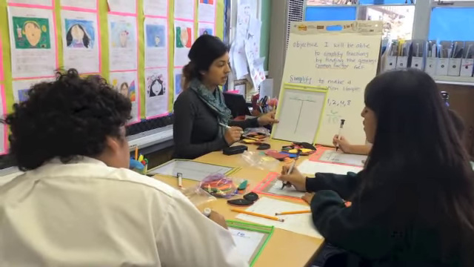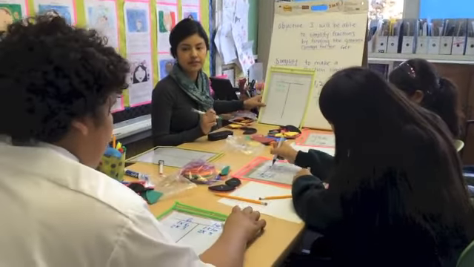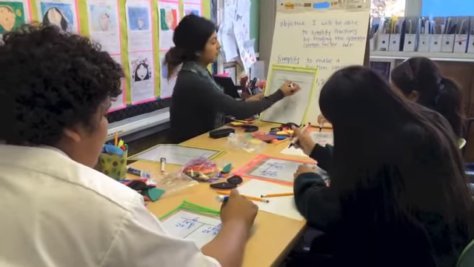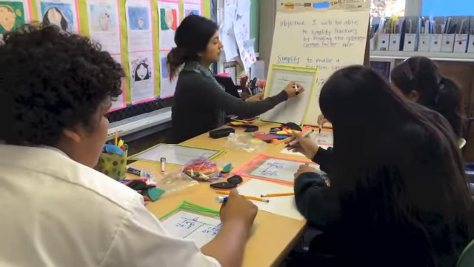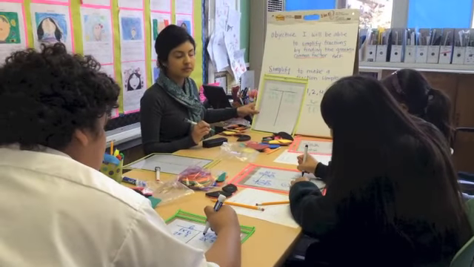Luz, can you help me list the factors of 6? The factors of 6 are 1 times 6 and 2 times 3. Nick, can you help me list the factors of 10? 1 times 10 and 2 times 5. Okay. What is their greatest common factor? 2.